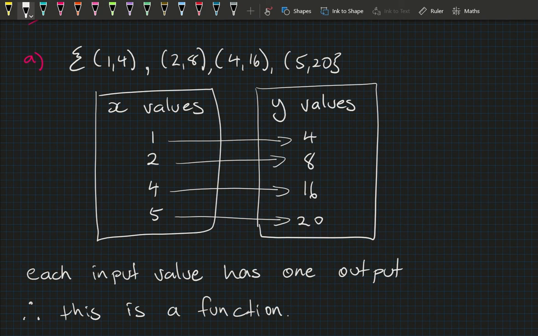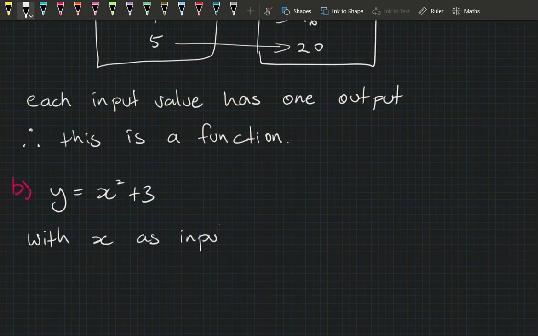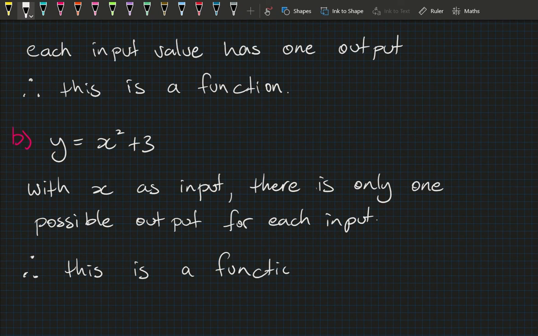Alright, let's have a go at part B now. We've got an equation, y equals x squared plus 3. There's only one possible output for each x. Even though there might be more than one x giving the same y, for example when x is equal to 1 or minus 1, the point is that when you put x into this equation, you know what y is going to be. There's only one possible outcome, so this is definitely a function.